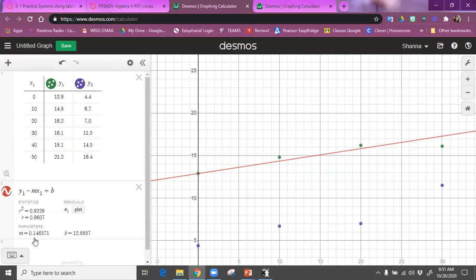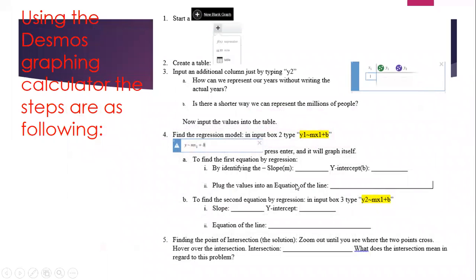And so we write our equation. So here we have $12 and 89/100. So our linear equation is y1 equals 15/100 times x plus 12 and 89/100. Okay, how do we feel?